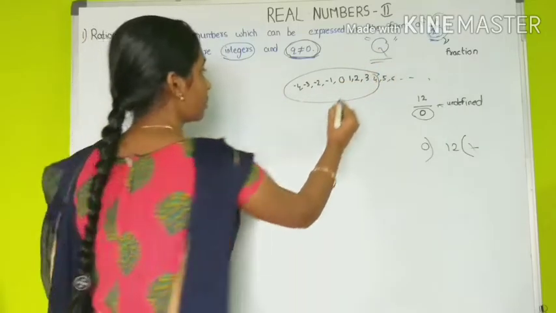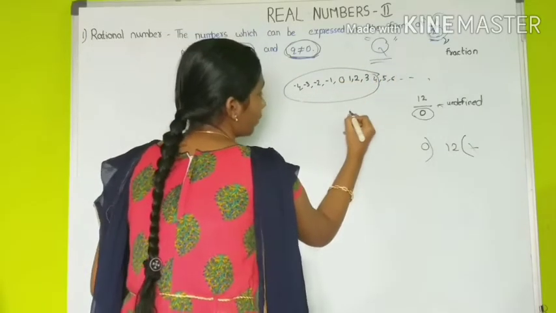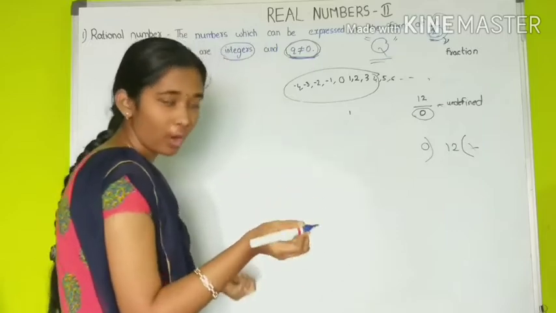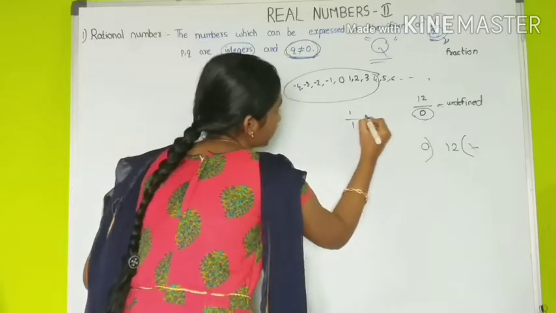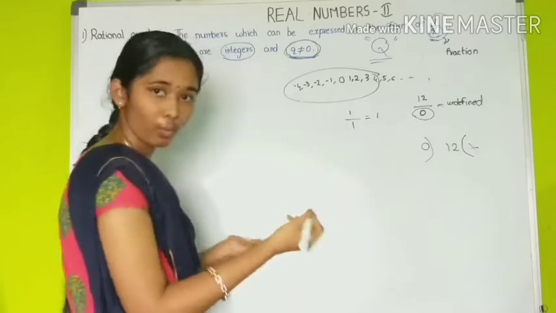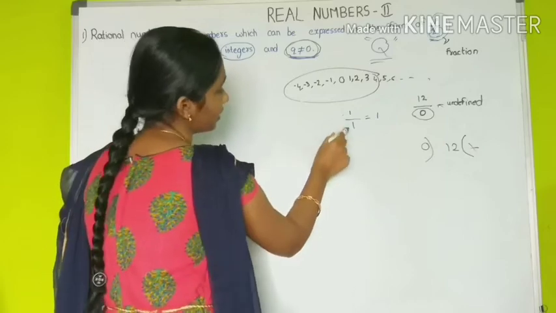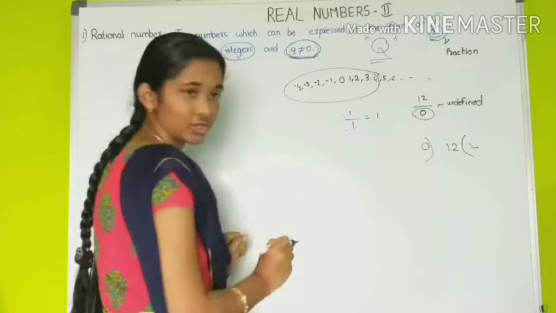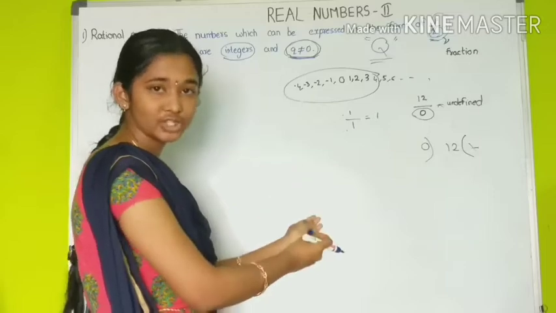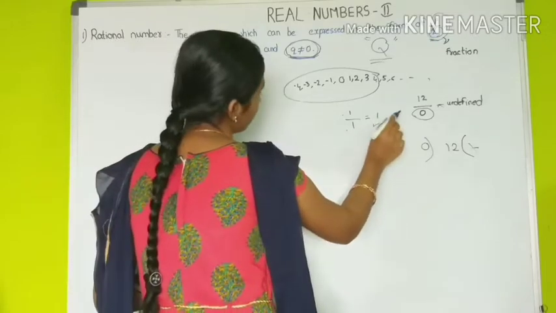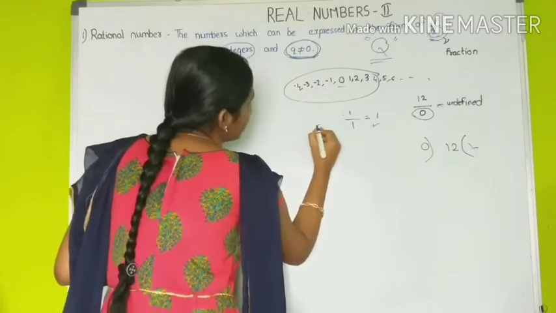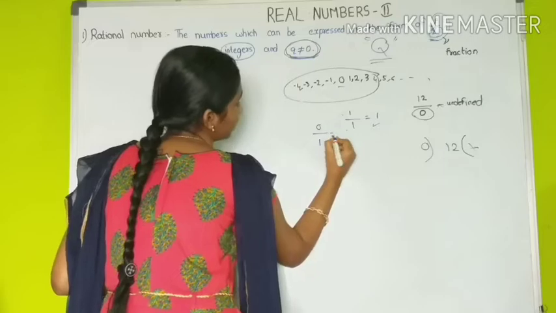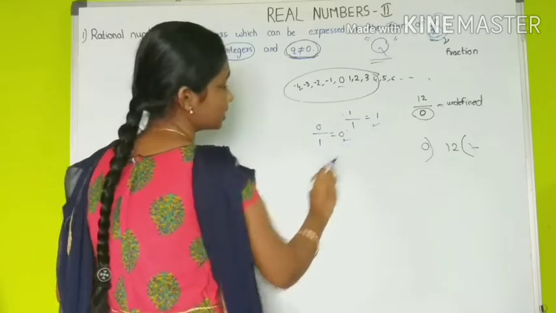Let us take an example, 1. 1 can be written in the form of p by q. How? When we put the denominator also 1, 1 by 1 is always 1, which shows that it is in the form of p by q. And 1 and 1 are integers, and the denominator is not equal to 0. So it satisfies all the conditions to be a rational number. So it is also a rational number. When we take 0, and we put the same, 0 by 1 is always 0. It shows that it is also a rational number.